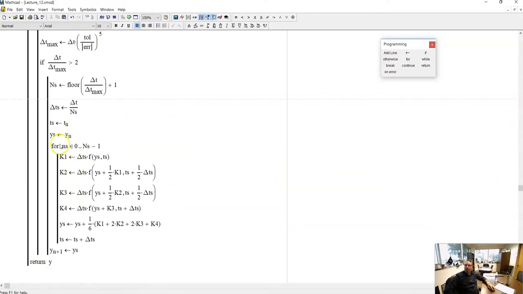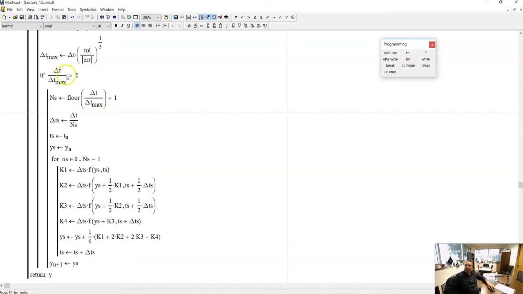And what I'm going to do is loop NS between 0 and NS minus 1. So I'm looping over NS sublevels, or sub-iterations, within the time step, calculating the predictor and the corrector for that new delta TS, and calculating the new estimate of the solution. At the end of this loop, I have a new estimate of the solution: Yn plus 1 is equal to Ys.